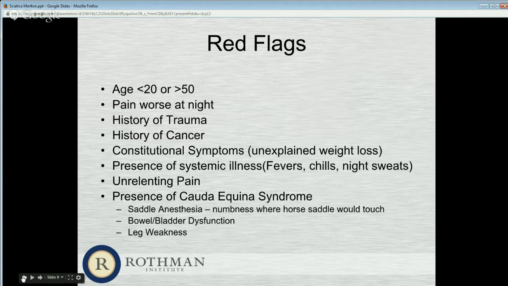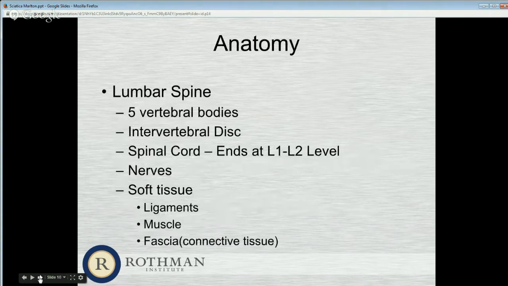Nerves. The nerves come out of your back and they go down to your legs. They go into your pelvis. And then you have the soft tissues, which are muscles, ligaments, and all the fascia, which is the small connective tissue that keeps all the layers of our muscles together. All of these things can cause pain.